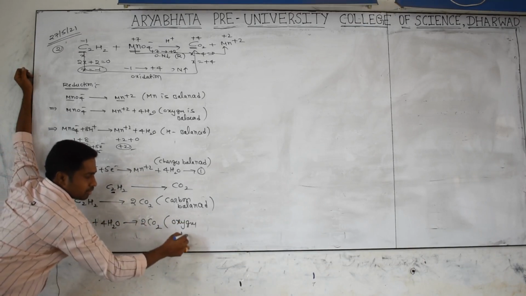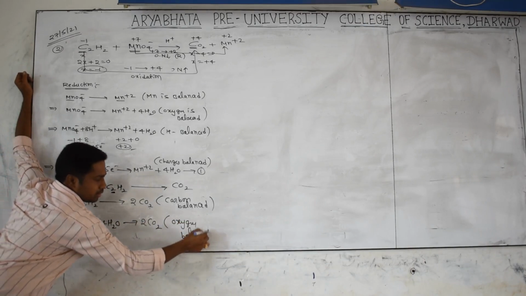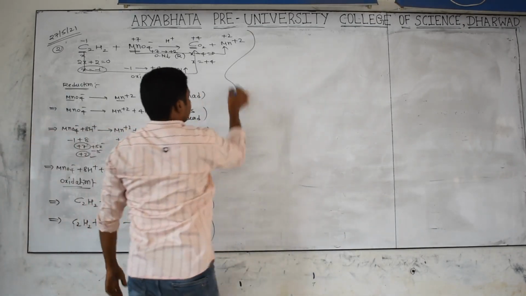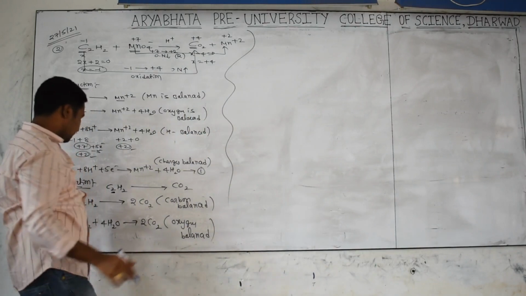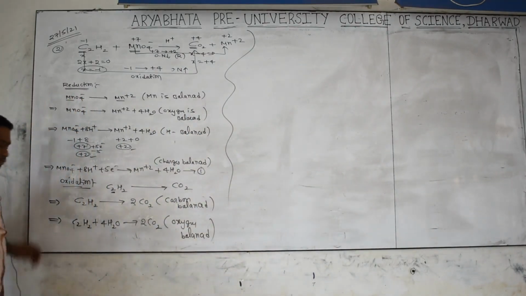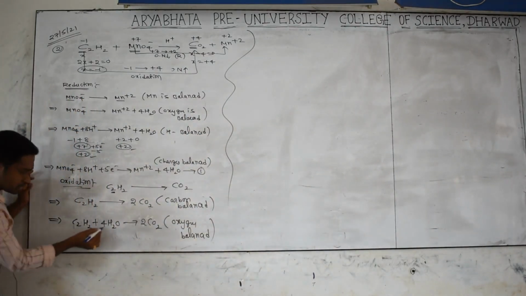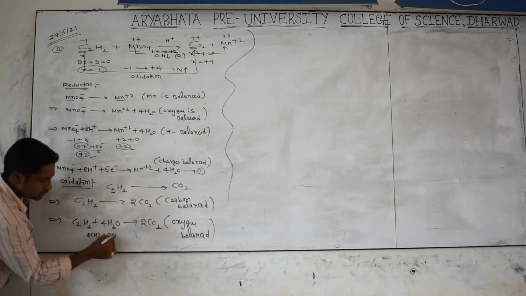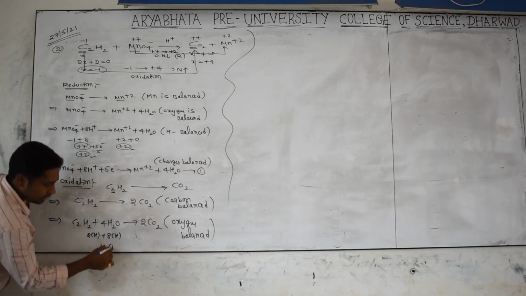Don't forget to write this, so that the evaluator can understand what you are doing. Okay, next. Now hydrogen has to be balanced. Check it carefully. 2 hydrogens plus 4 2s are 8, so 2 hydrogens plus 8 hydrogens together, on the left side we have 10 hydrogens.